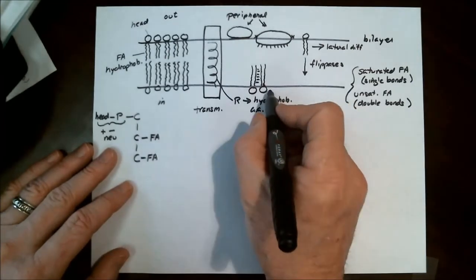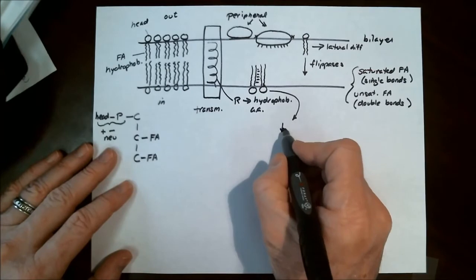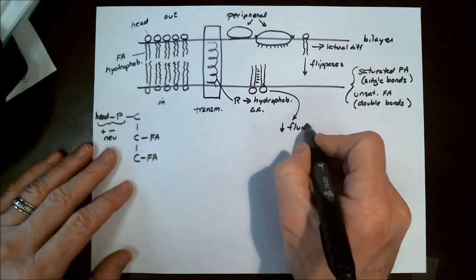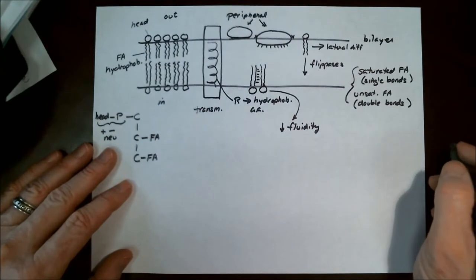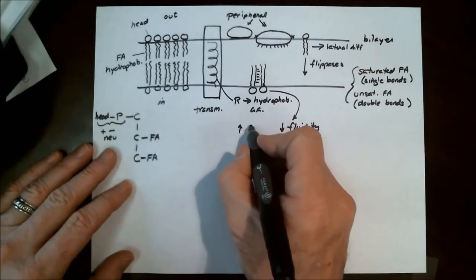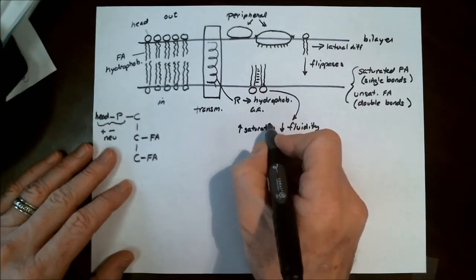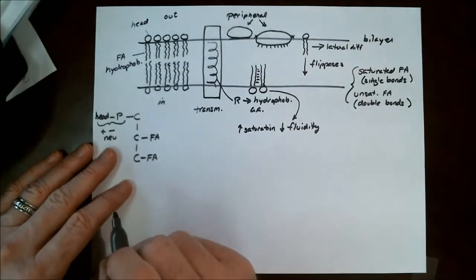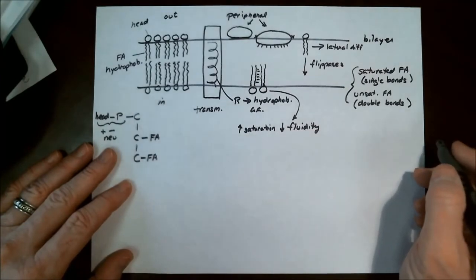So under a situation like this, this decreases fluidity of the membrane, simply because we have an increase in the number of potential interactions and bonds in this hydrophobic domain. So an increase in saturation of our fatty acid hydrocarbon tails will lead to a decrease in fluidity in the membrane.